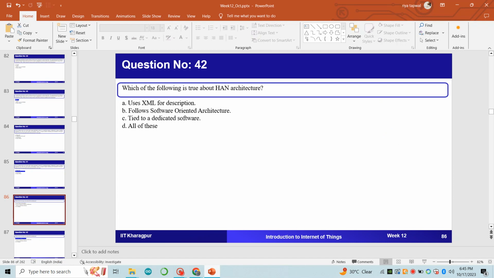Anyone else? Yes, ma'am, all of these. Okay, anyone else? It's option A, uses XML for description. Right, it's option A, uses XML for description.